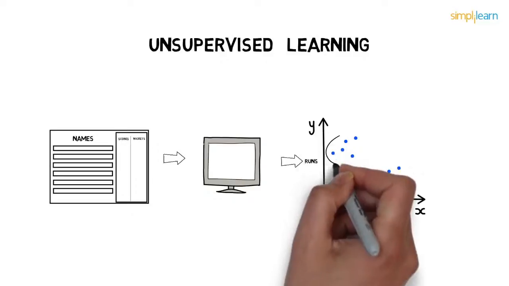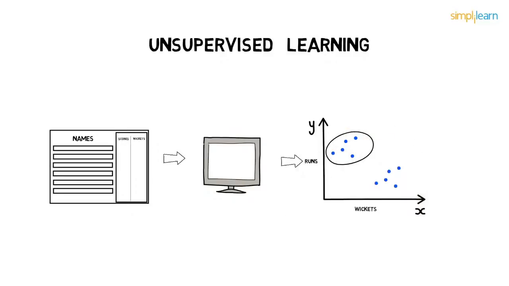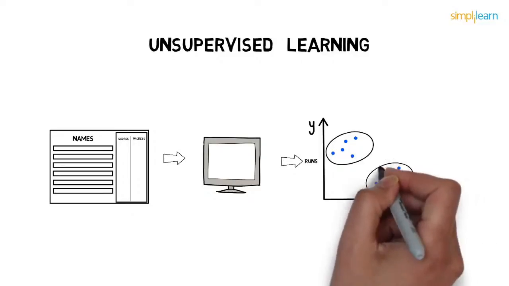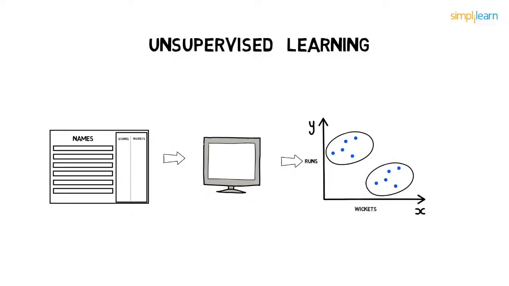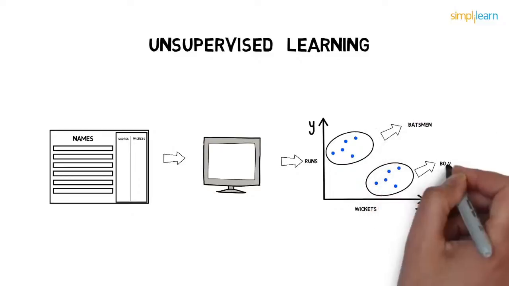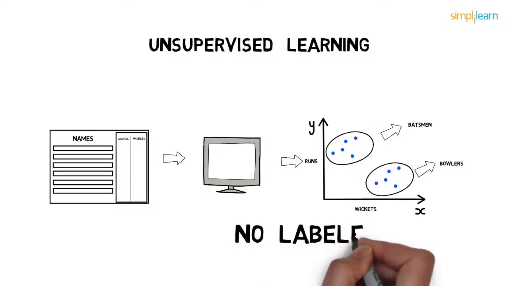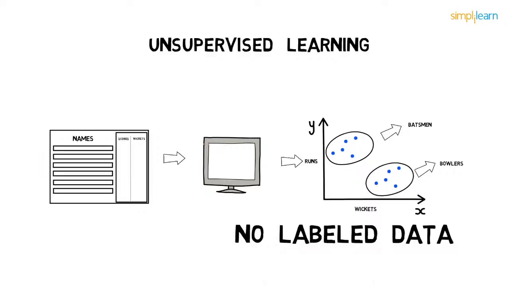The one cluster are the players who scored high runs and took less wickets, while the other cluster is of the players who scored less runs but took many wickets. So here we interpret these two clusters as batsmen and bowlers. The important point to note here is that there were no labels of batsmen and bowlers. Hence, the learning with unlabeled data is unsupervised learning. So we saw supervised learning where the data was labeled and the unsupervised learning where the data was unlabeled.